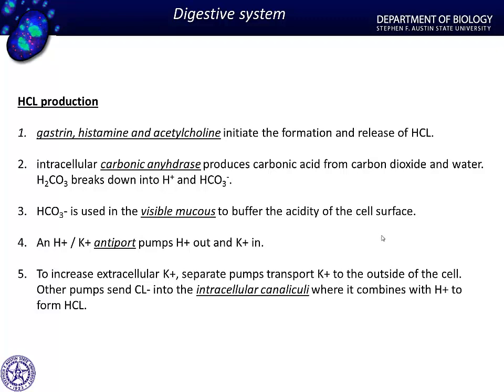Now, hydrochloric acid production, we sort of touched on it as we talked about our parietal cells. But our parietal cells, or our oxyntic cells, are going to be responsive to gastrin, histamine, and acetylcholine. Remember, acetylcholine is secreted by those post-ganglionic parasympathetic neurons, and so that's going to activate this as we ramp up our digestive tract.